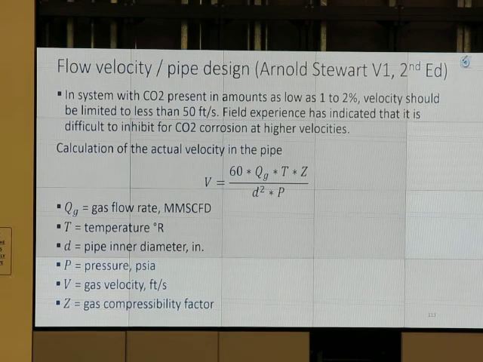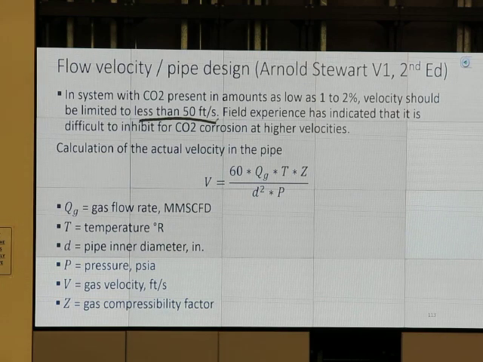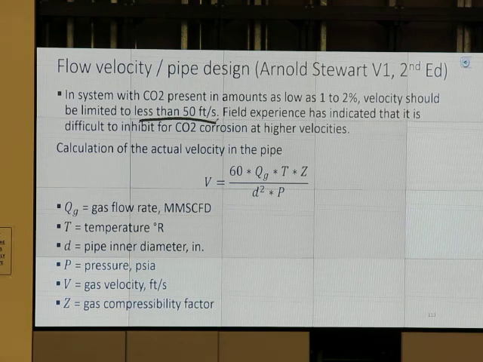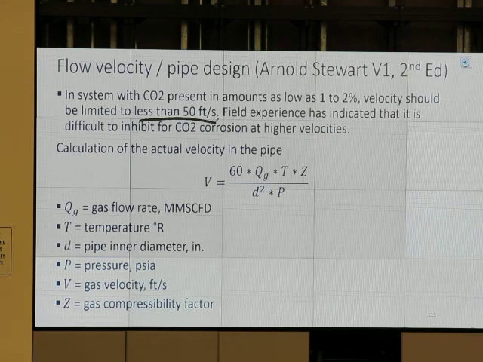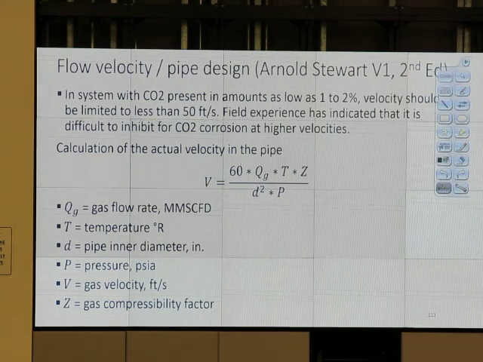CO2. In a system where we have CO2 in amounts as low as 1 to 2%, velocity should be limited to less than 50 feet per second. You cannot say, "Hey, I have just 1% or 2%." Limit it to less than 50, because Arnold just said that. They put it in the book. It's based on experience. They found that it is difficult to inhibit CO2 corrosion at high velocity. So if we have CO2, keep it less than 50.